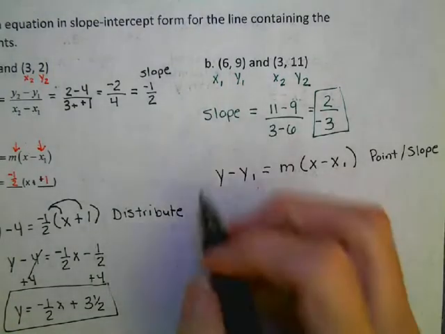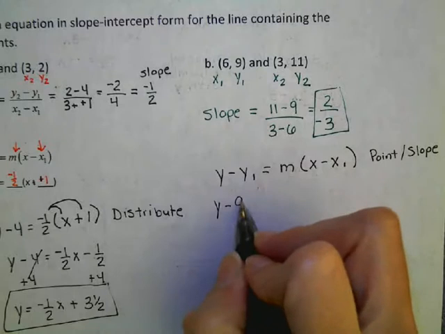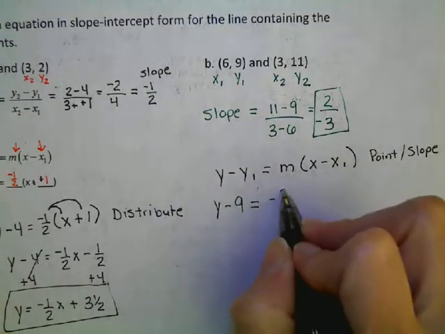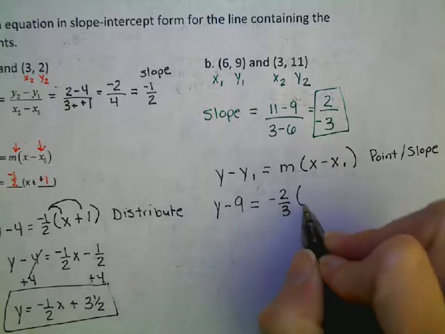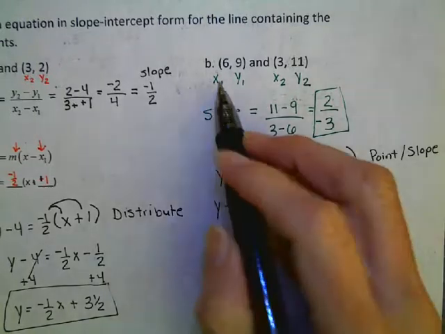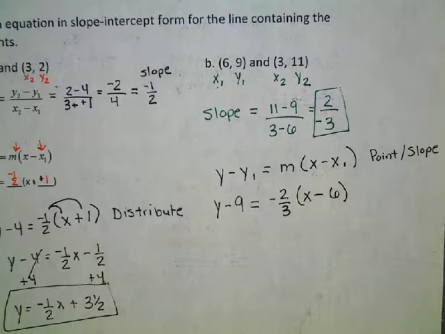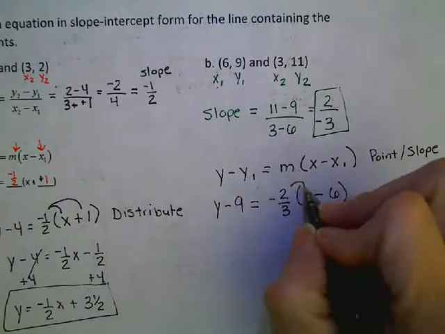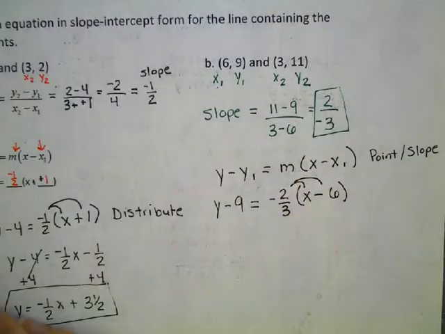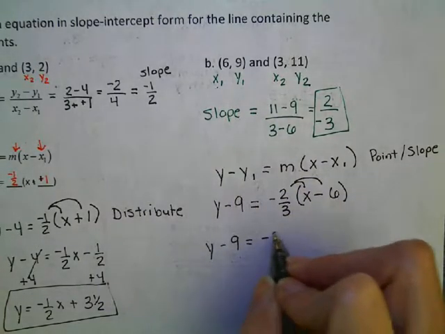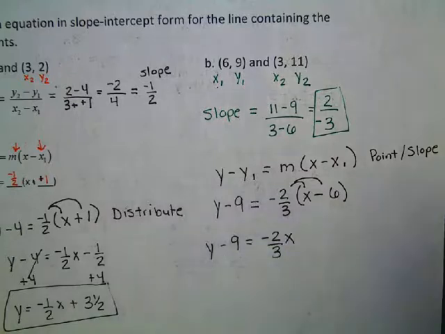Okay, so we can go up to our original problem. The y1 here is 9, so I will take y minus 9. M stands for the slope, which we found was negative 2/3. And then x minus your x1 here is 6. Okay, so now we're going to distribute. To simplify, we're on step 3 now.